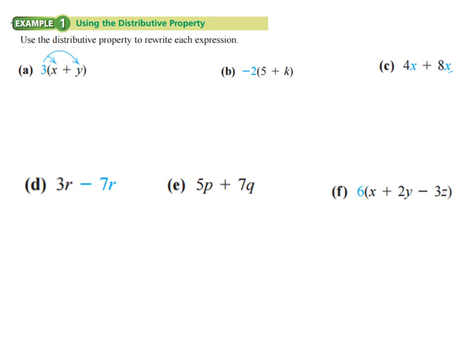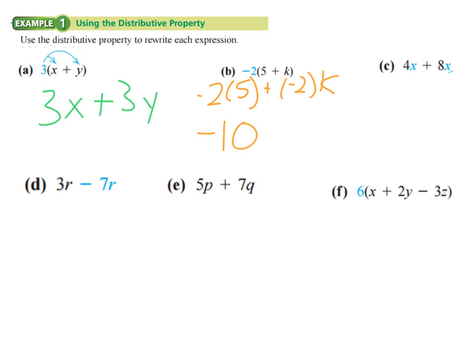So here's a few examples of using the distributive property to rewrite an expression. In the first one, we just take that 3 and we multiply it by the x and we multiply it by the y. So we get 3x plus 3y. That's all there is to that. With the second one, you might want to take a look at multiplying the negative 2 by the 5 and the negative 2 by the k. Again, just a little bit more complicated with the negative in there. We get negative 10 minus 2k as our result.